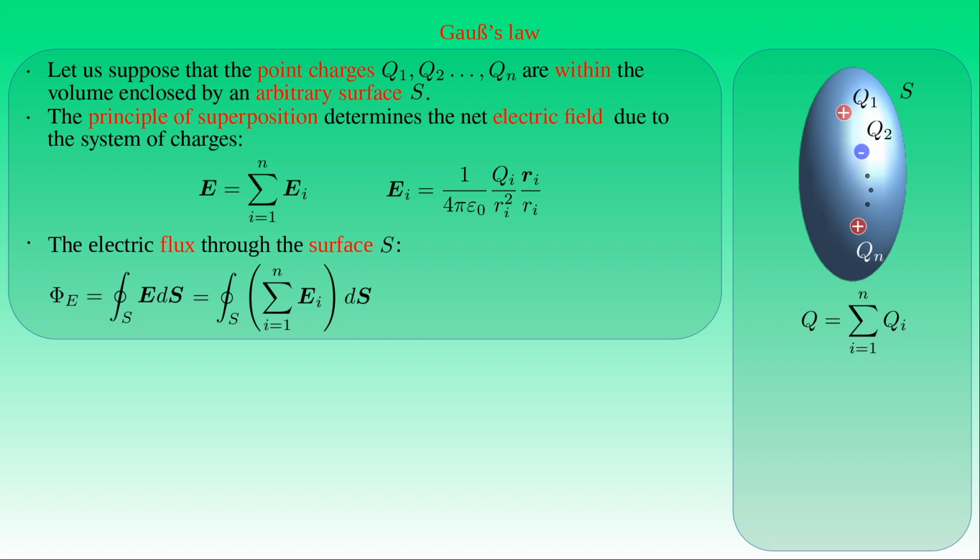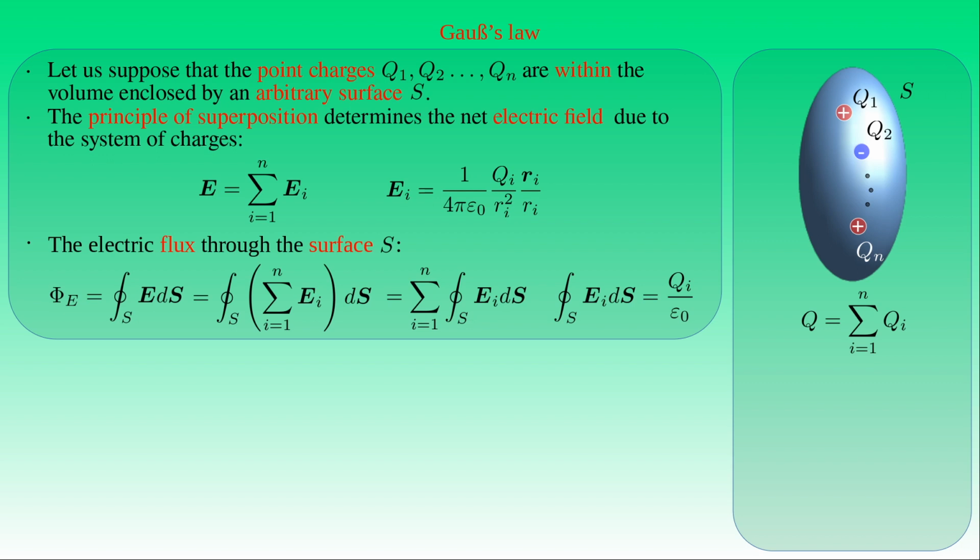If we exchange the integral and the summation, we can write that the flux is equal to the sum of the integrals of the individual electric fields Ei over the surface S from i equals 1 to n. For the electric fields Ei due to the individual point charges qi, we can use the result we have already obtained, and state that the integral of the electric field strength Ei over the surface S is equal to the charge qi divided by ε₀ for i equals 1 to n.